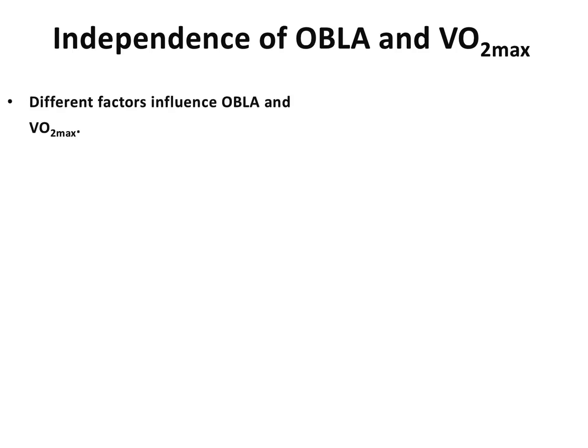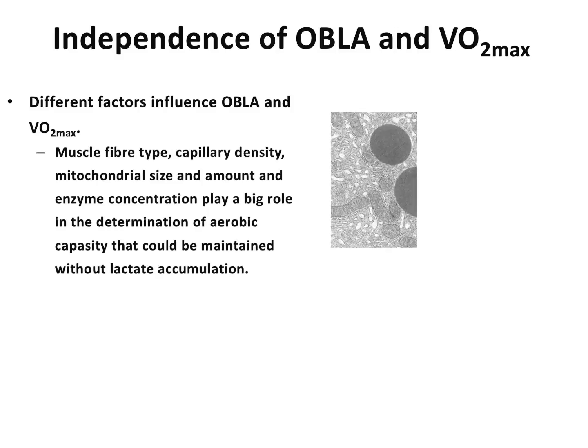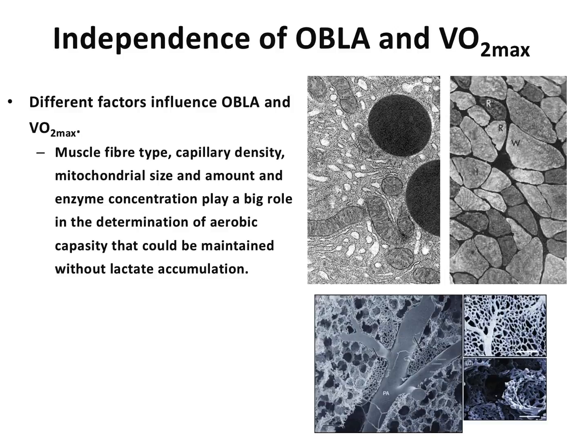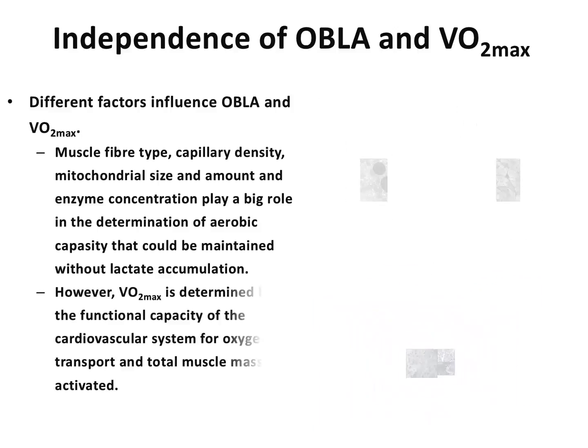What is the difference between OBLA or lactate and VO2 max ventilation? OBLA is determined by muscle fiber type, capillary density, mitochondrial size and quantity, and enzyme concentration. These factors are all related to the specific muscles that are activated by the specific type of exercise you do. In contrast to this, VO2 max is determined by the functional capacity of the cardiovascular system for oxygen transport and total muscle mass activated. This is more centrally regulated, meaning the heart and the lungs.